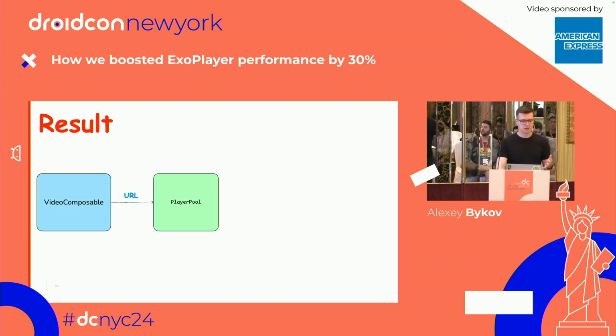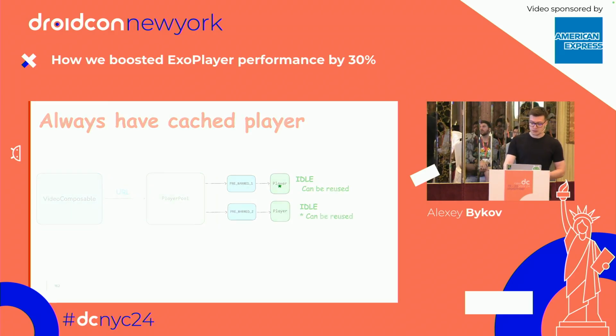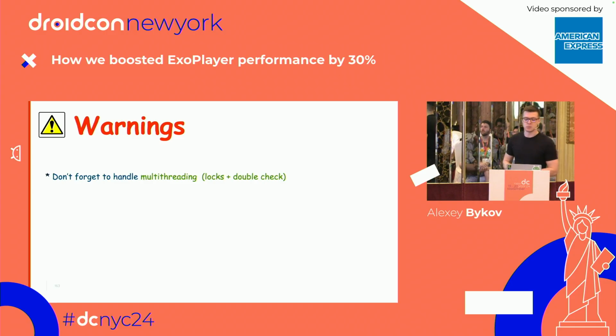the first video composable is going to ask for the player to play, from a pool, we're always going to have at least a couple of instances that can be easily reused. Just in case, don't forget to handle multi-threading here, with locks and double-checked locking. That could be really reliable here, because you never know how fast applications start on your particular device.